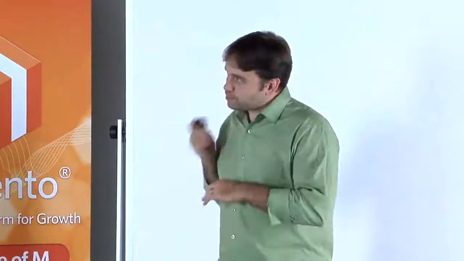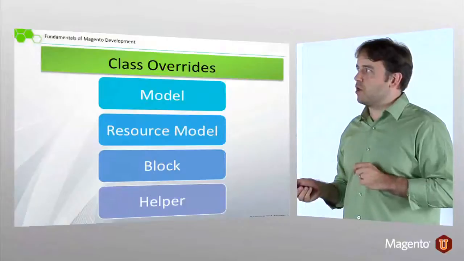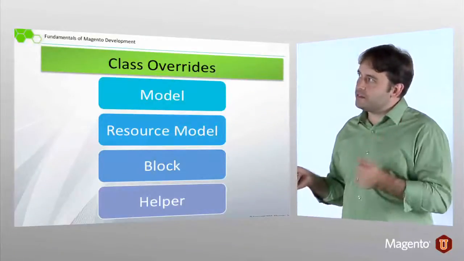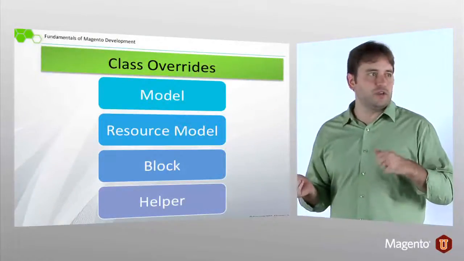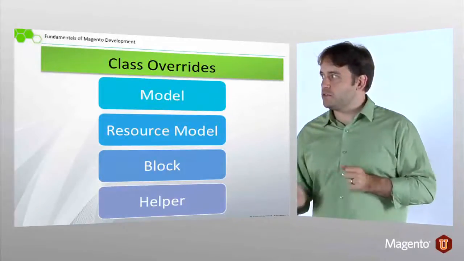So what can you override via this system? You can override models, resource models, so that's entity models and then collections and resource models themselves, blocks, and helpers.